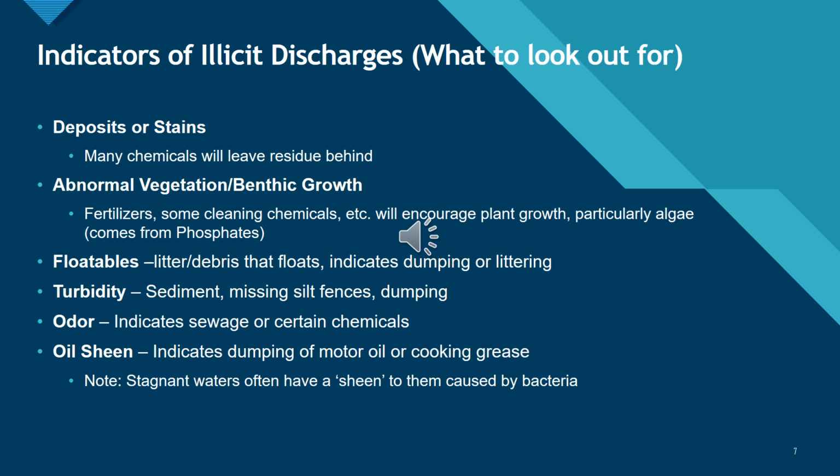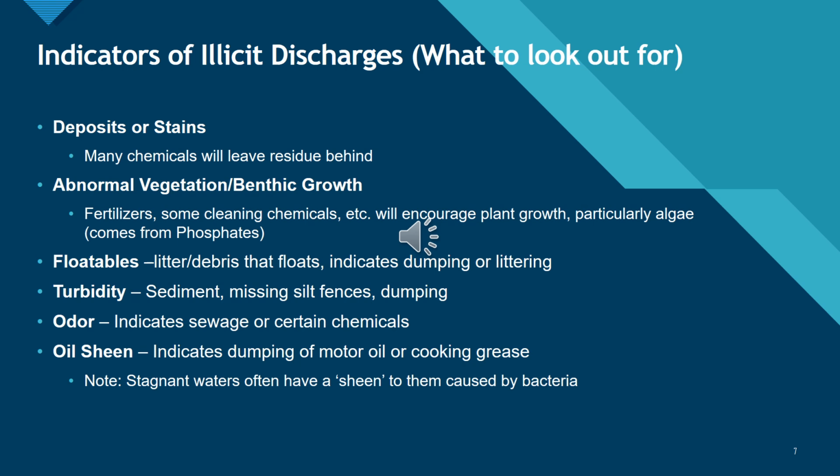Another indicator is floatables. There might be litter or debris that floats, which indicates dumping or littering. Turbidity would include sediment, missing silt fences, dumping. This is primarily the majority of the notices of violation that we hear about: sediment runoff due to construction sites not being maintained. These tend to fill up ditches and storm drains and go into the water.